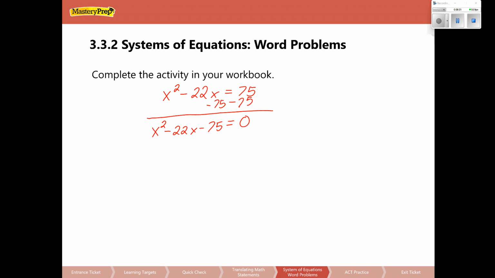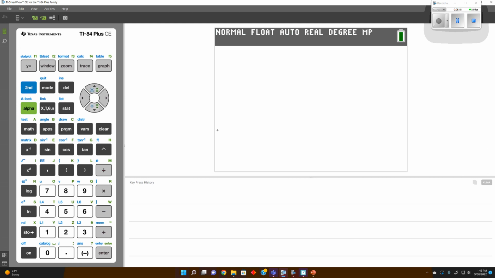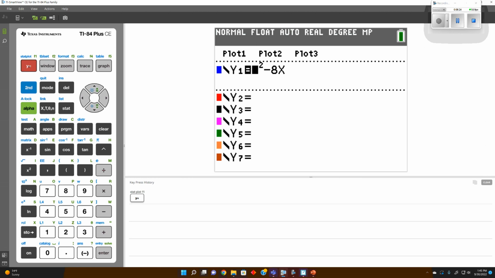Now, there's different ways we can go about solving it. One of them is graphing. We can use the graphing calculator to actually figure this out. Algebra 2, yes. So if you want to grab a graphing calculator, you can, because we can use that to solve. So what we can do is hit y equals and type the function in, because we have x squared minus 22x minus 75, yes?